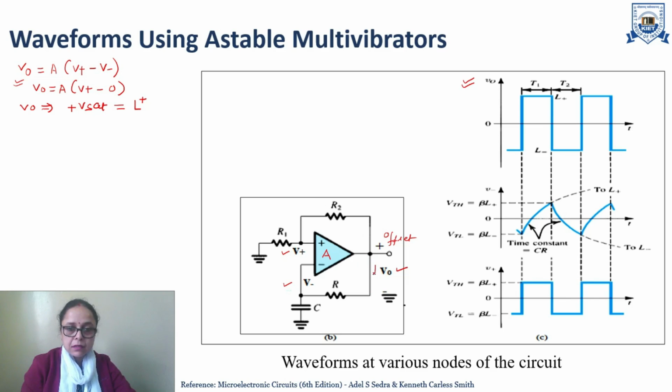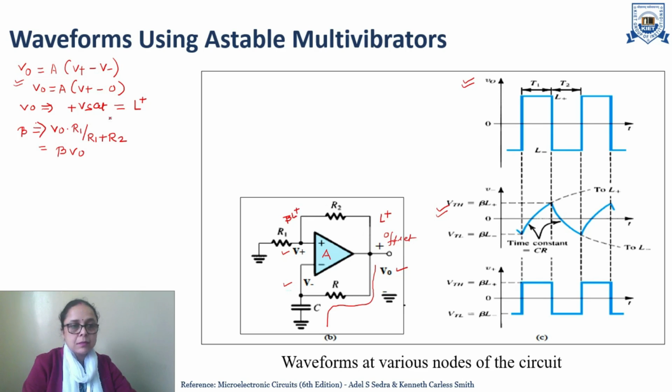Now if this L plus voltage is at the output, what will happen? The capacitor will be charged through this voltage, and it will start charging from this point to the voltage beta L plus. Now what is this beta L plus voltage? Why has it been assumed that the capacitor will charge to beta L plus? Because the voltage here is L plus, so the voltage here will be beta times L plus.